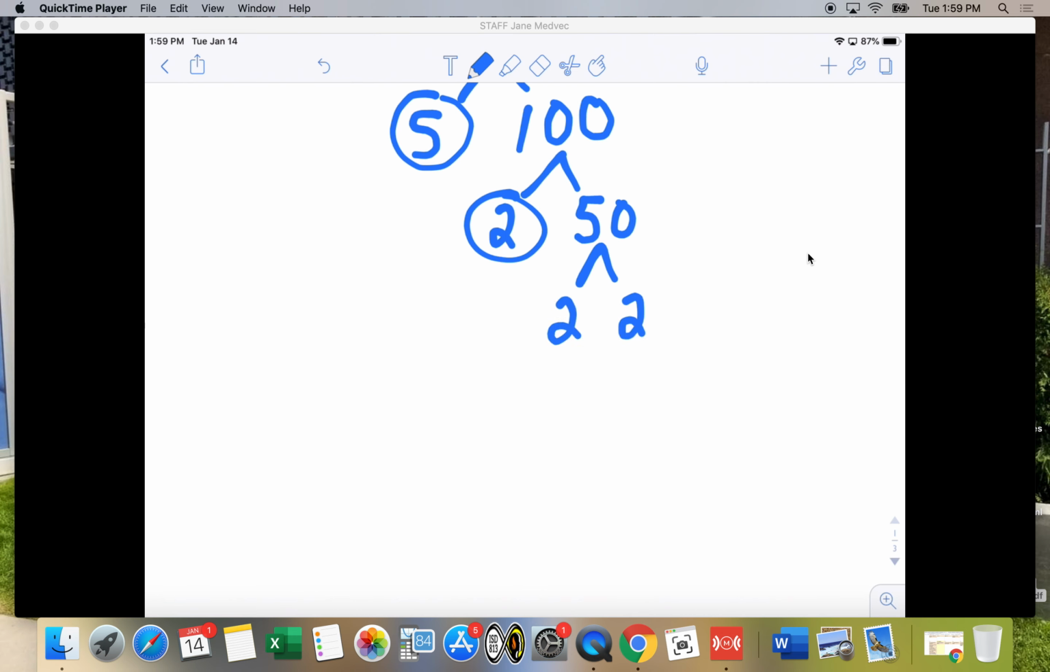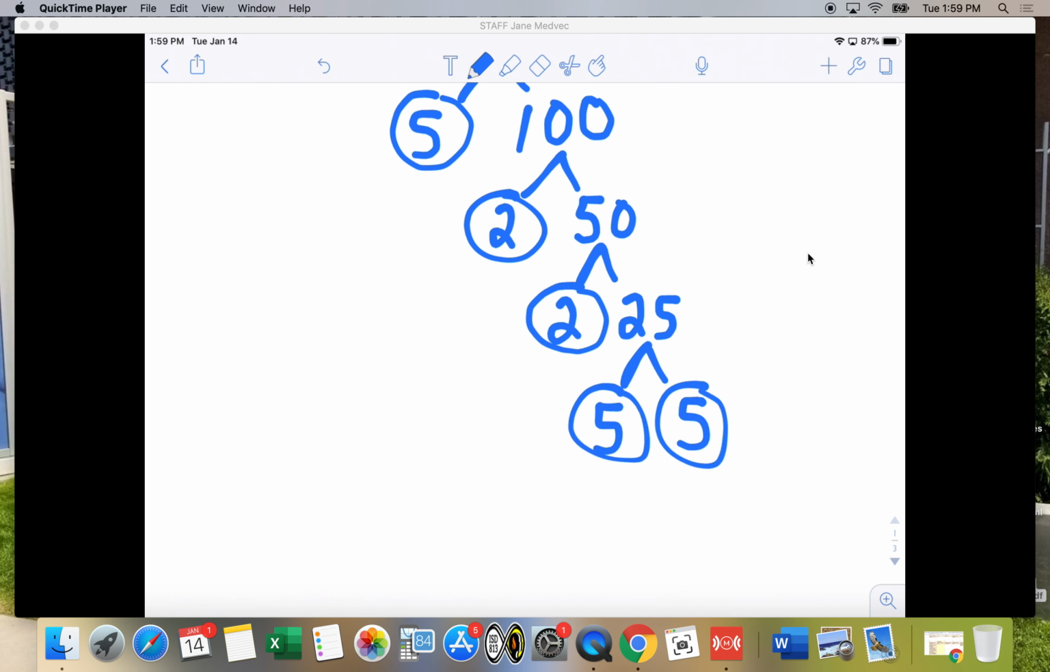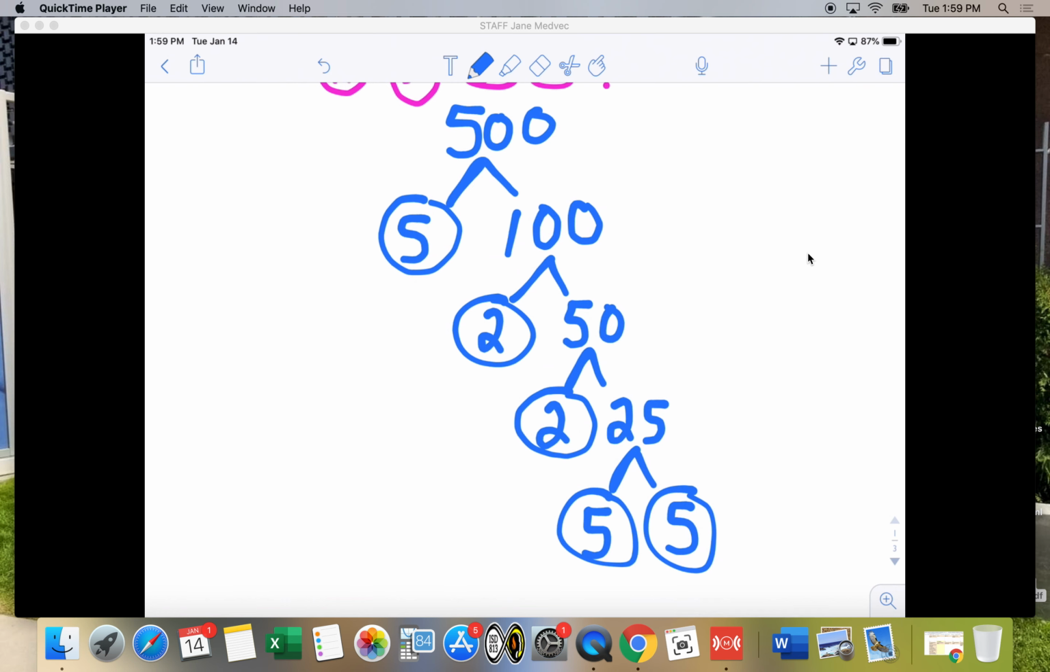2 and 25. Break down my 25. 5 and 5. Again, rather than starting at the beginning and doing 5 and 100, I could have pulled out other numbers like 2 and 250, okay?